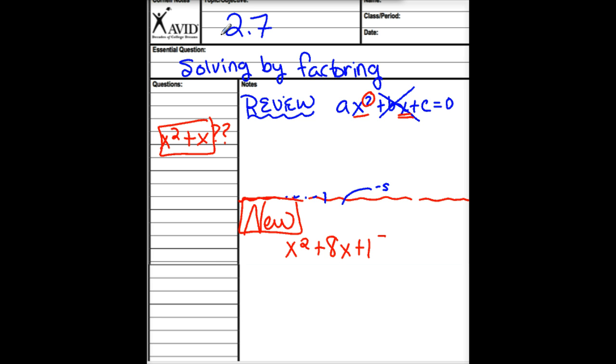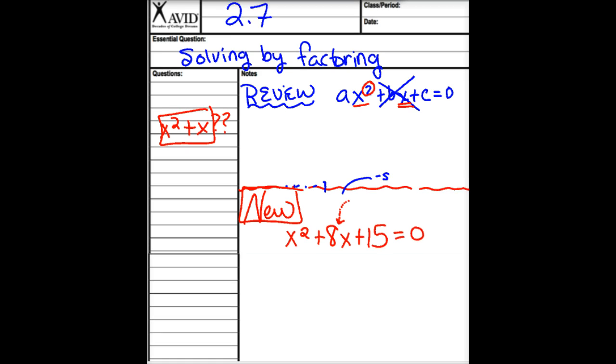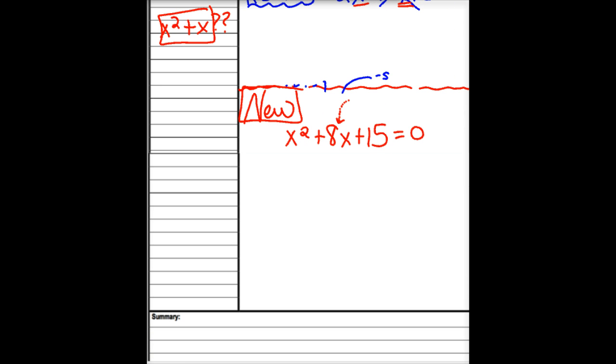It's going to have what we call a b term or an x term. So it cannot be solved by square roots, and it's not factored. So this is a new problem for us, because how do I figure out what will give me a 0? Well, we are going to be doing what's called solving by factoring.